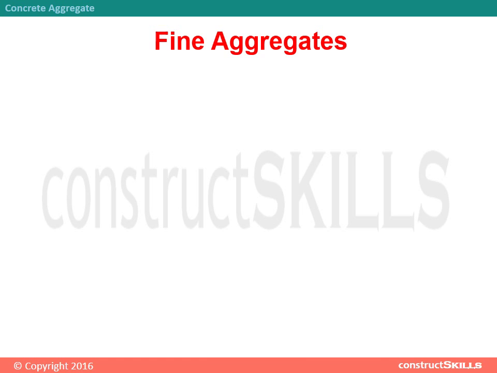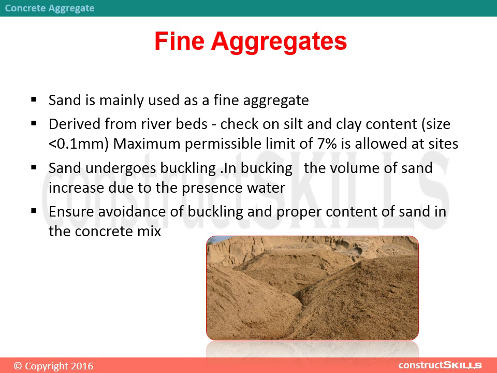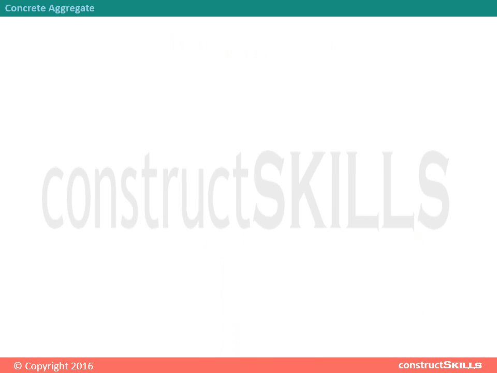Fine aggregates. Sand is mainly used as a fine aggregate, derived from river beds. Check the silt and clay content, size less than 0.1 mm; a maximum permissible limit of 7% is allowed at sites. Sand undergoes bulking. In bulking, the volume of sand increases due to the presence of water. Ensure avoidance of bulking and proper content of sand in the concrete mix.